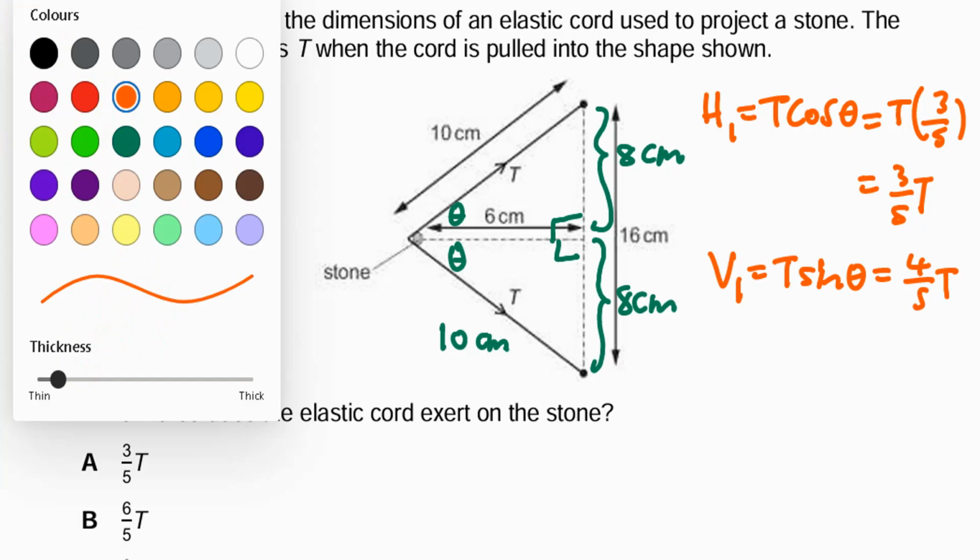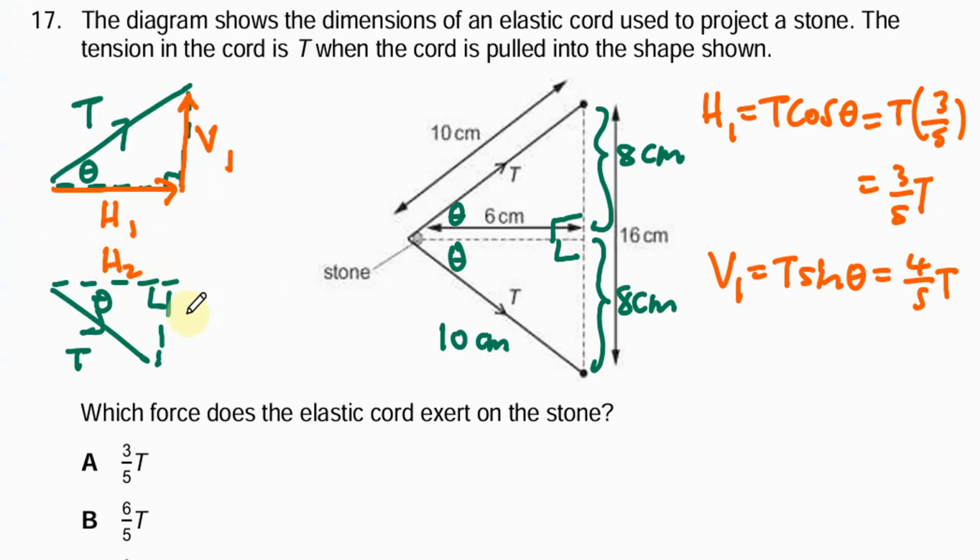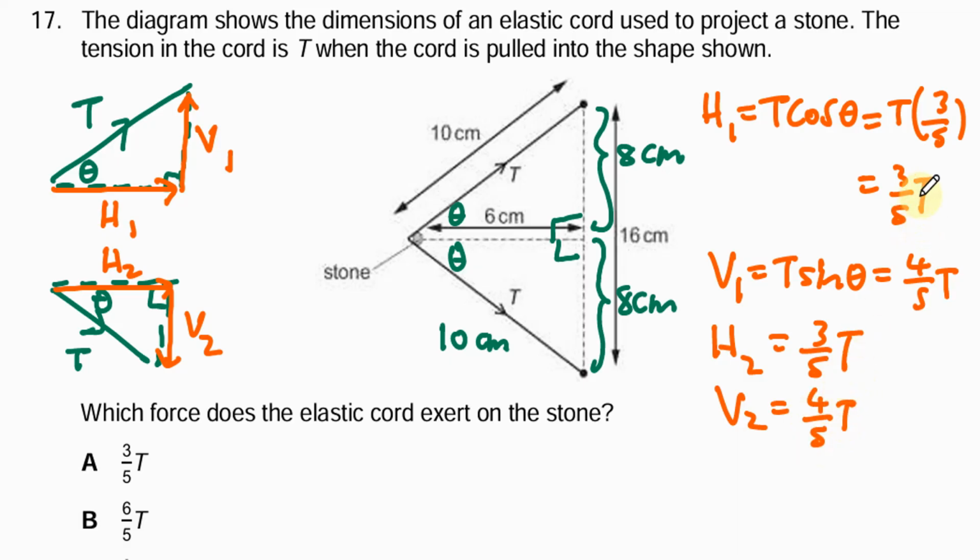And I'm going to call the horizontal component H2. So this is H2. And the vertical component I'm going to call V2. Now, similarly, H2 will also be 3/5 t in this bottom triangle. And V2 will also be 4/5 t. So we see that numerically, the horizontal components are the same, as well as the vertical components. However, the vertical components are in opposite directions, so they will cancel.